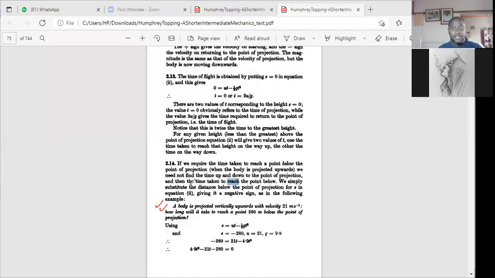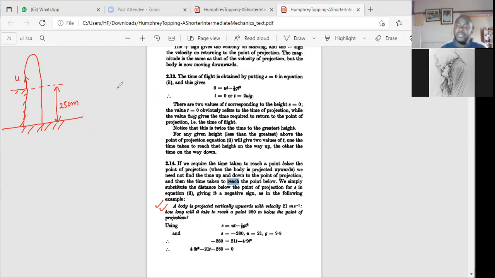A body is projected vertically upwards with a velocity of 21 meters per second. How long will it take to reach a point 250 meters below the point of projection? So the particle is projected from here, it goes up and comes back down. They're asking us how long it will take to come and fall 250 meters below the point of projection.